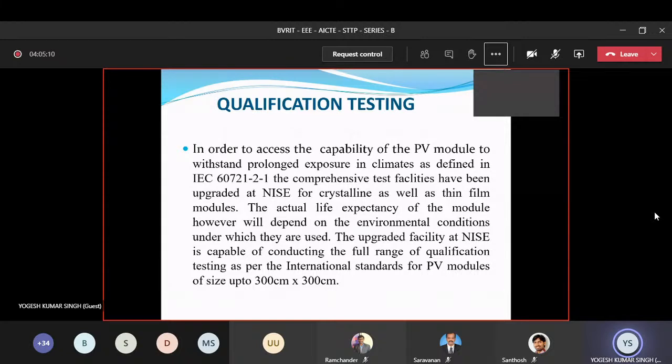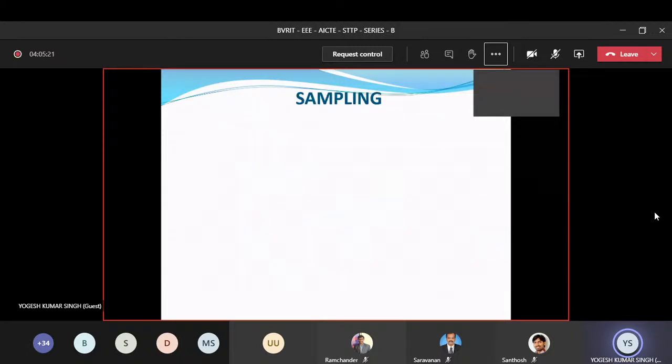So we have the size up to around 3 meters by 3 meters. So we have that much of the area. If the module dimension is 3 meters by 3 meters, we will also take the IV curve of that particular condition.